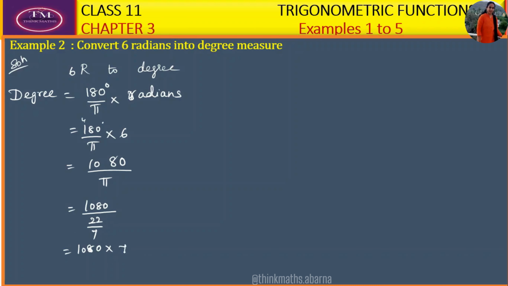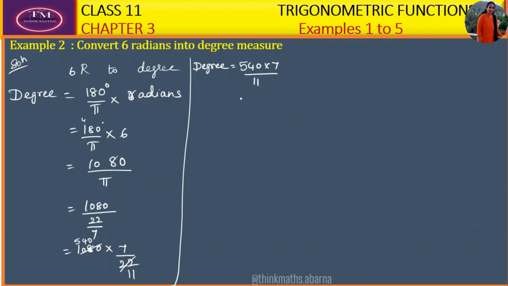22 by 7 will become 7 by 22. Now I am going to cancel these two in two tables. So 11 twos are 22, 5 twos are 10, 4 twos are 8, 0. So we have degree is equal to 540 into 7 divided by 11. Multiplying this, 0 sevens are 0, 7 fours are 28, balance 2, 5 sevens are 35, 35 plus 2 is 37 divided by 11.